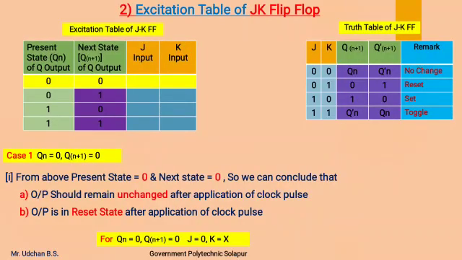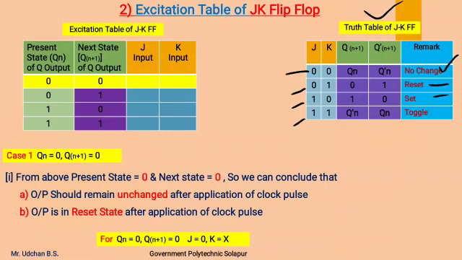Now we will see the excitation table for the JK flip-flop. To find the excitation table of JK flip-flop, we are going to use the truth table of JK flip-flop, in which for JK 00, the output will not change. For J0 K1, output will be in reset state, that is Qn plus 1 is 0 and Qn plus 1 complement is 1. For J1 K0, output will be in set state, that is Qn plus 1 is 1 and Qn plus 1 complement is 0.